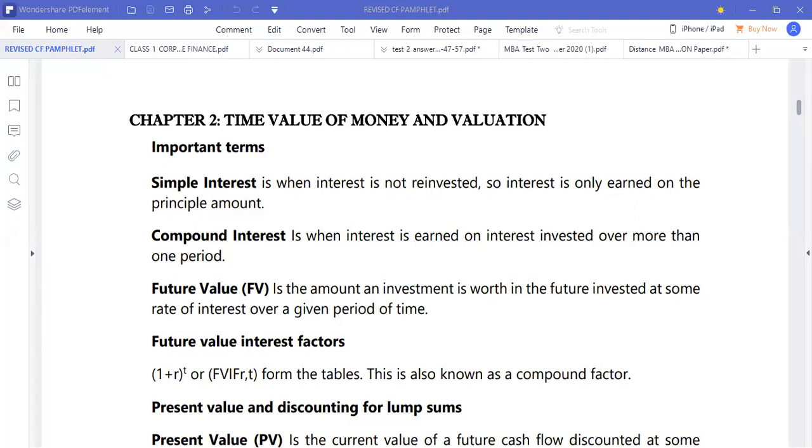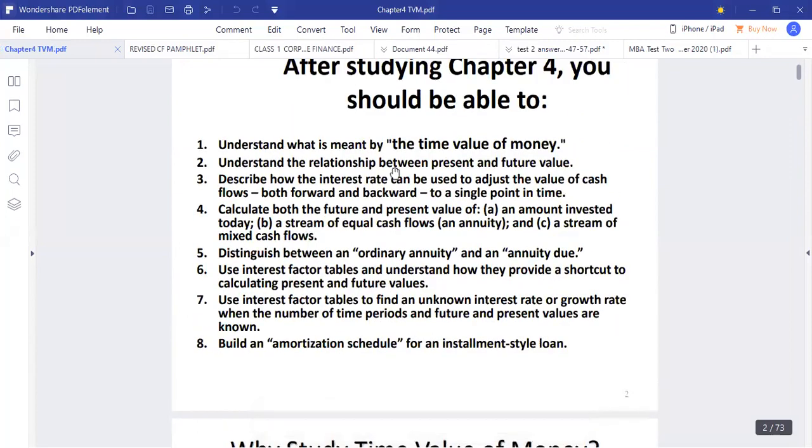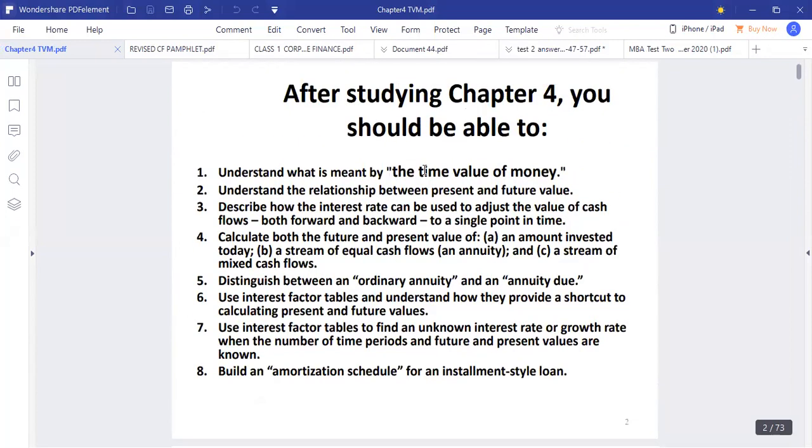Exactly what you've mentioned, the concept behind the time value of money. So by the time we're done with this segment, we should be able to understand what is meant by time value of money, and the difference between present and future value. Also, we'll discuss how interest rates can be used to adjust cash flows, expecting 1,000 kwacha today or 1,000 kwacha tomorrow.